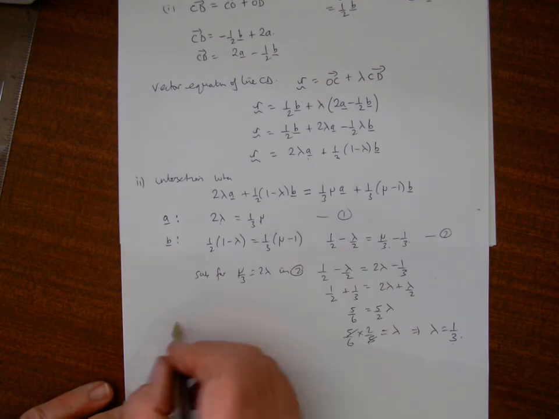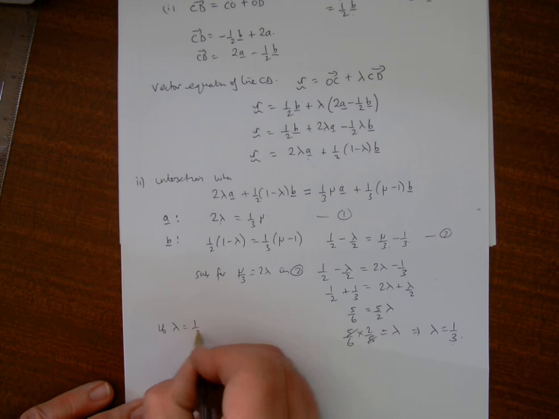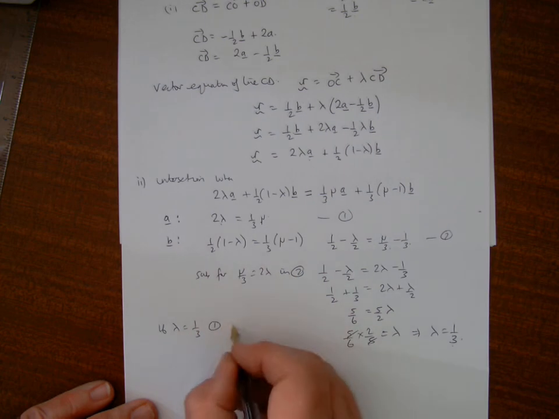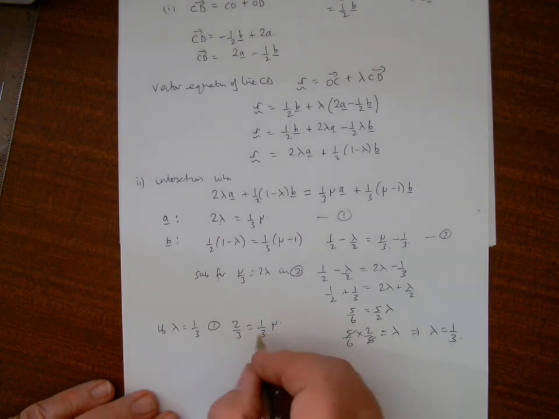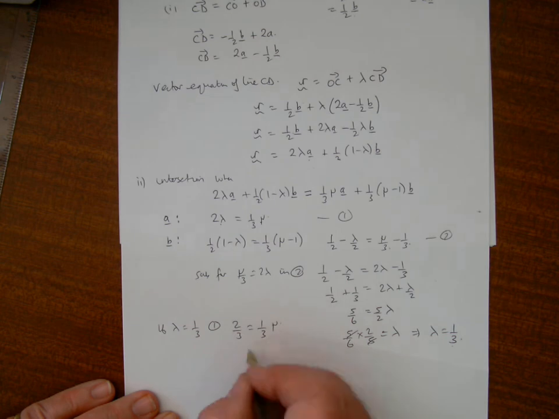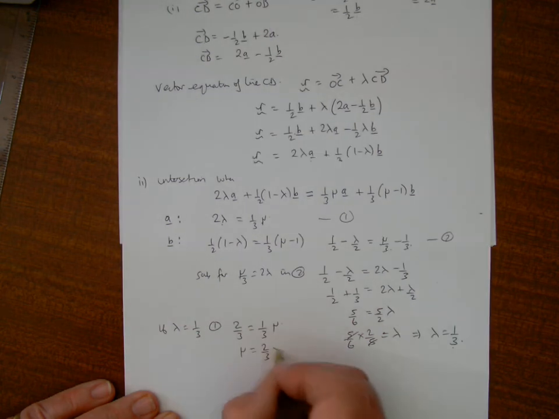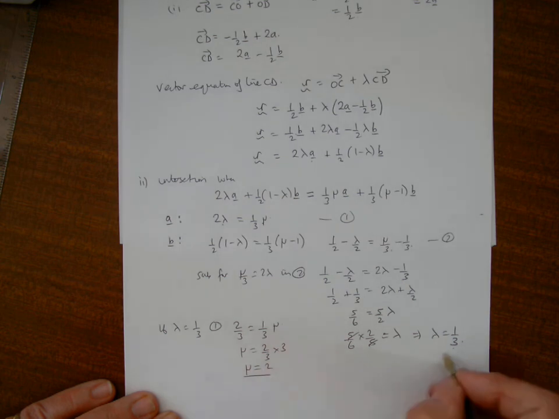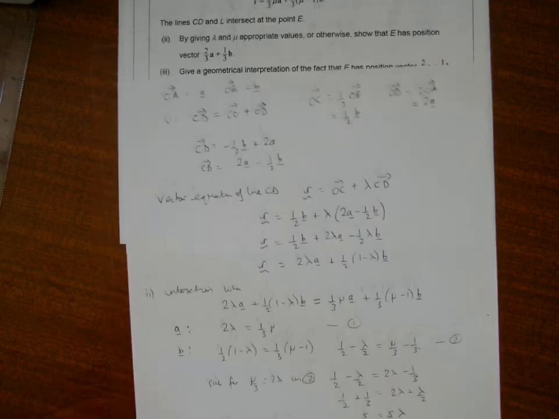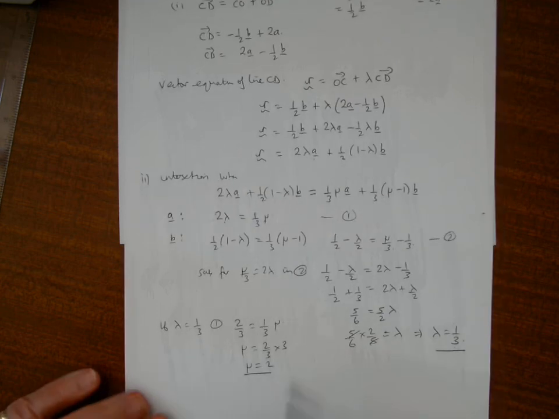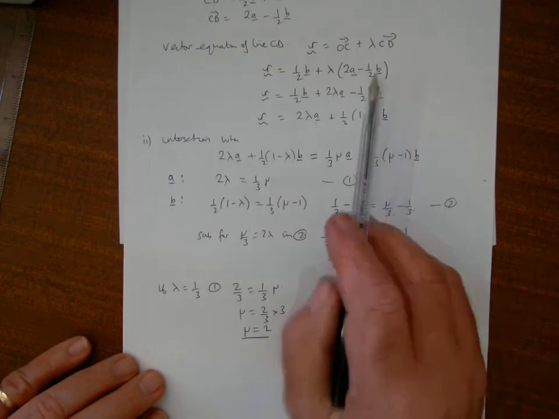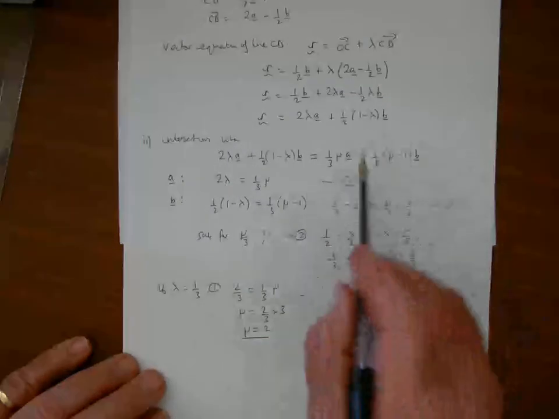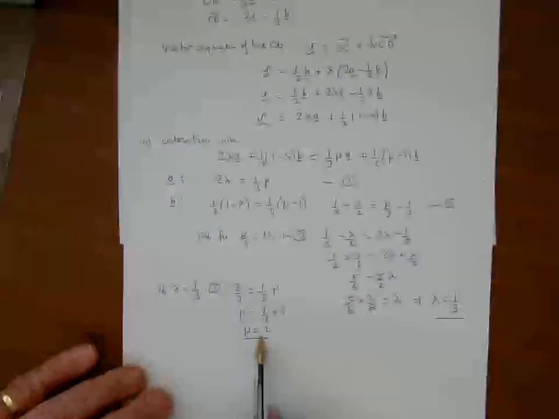Now sub into 1, so if lambda is 1/3, 1 tells me that 2 lambdas, that's 2/3, is 1/3 of mu. So mu is 2/3 times 3, so mu is equal to 2. Okay, so I want the position vector of the point of intersection. So I either substitute mu equal to 2 into the mu equation, or lambda is a third. The easier one to substitute is mu equals 2.